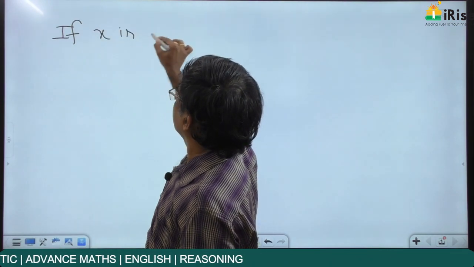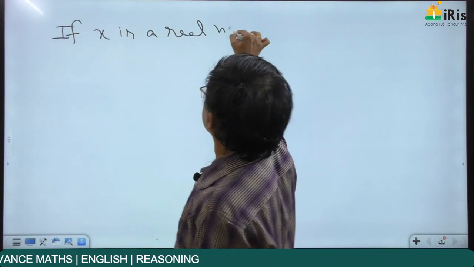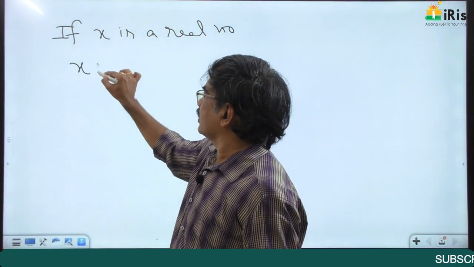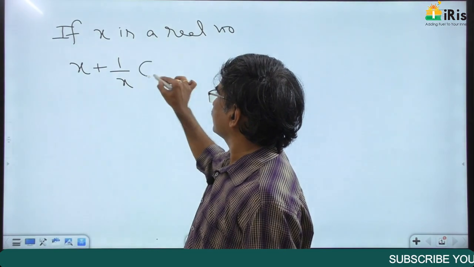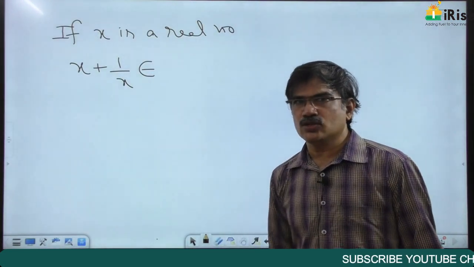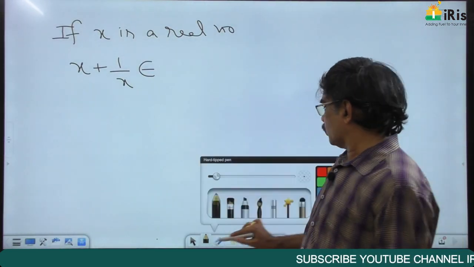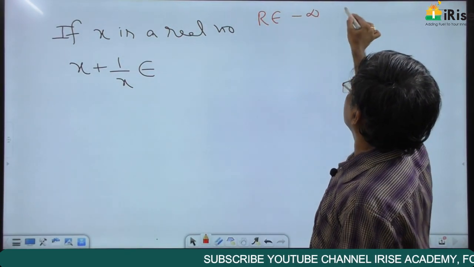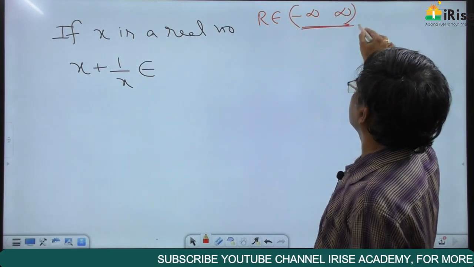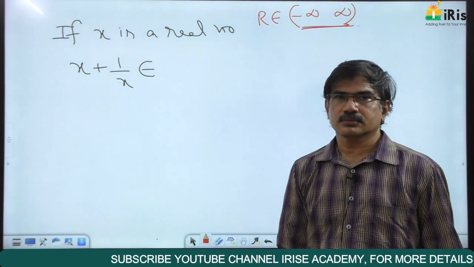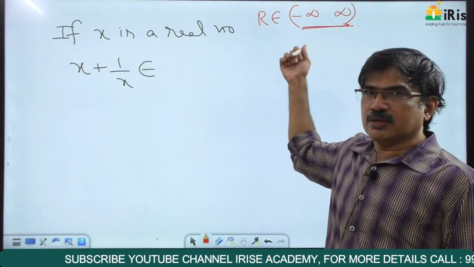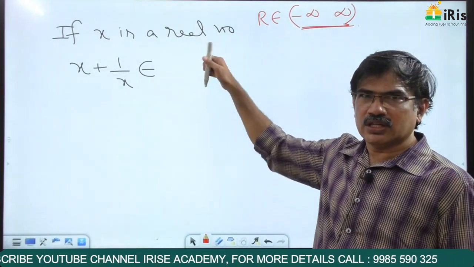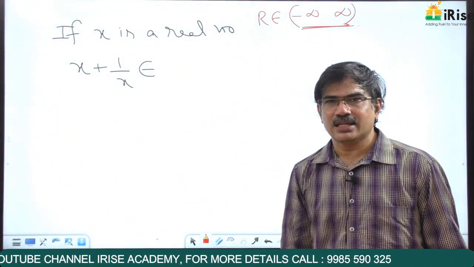See here, if x is a real number, then what is the range of x plus 1 by x? So what is a real number? A real number is anything from minus infinity to plus infinity. Every number is a real number. From 0 to infinity, positive real numbers; less than 0, negative real numbers; 0 is also a real number.